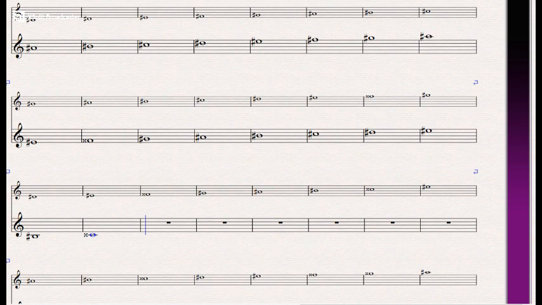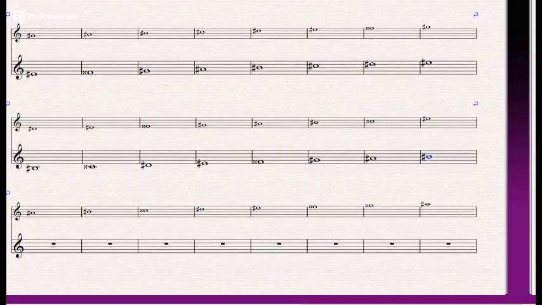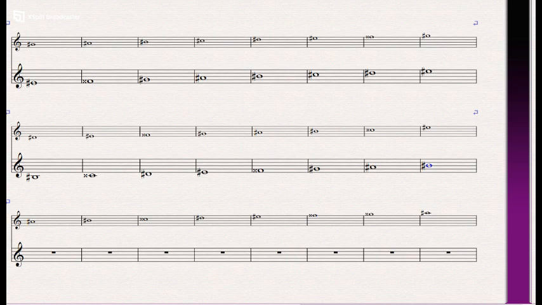Then we have a D sharp, E sharp, F double sharp, G sharp, A sharp, and B sharp. So far we're still good. Let's scroll down a little bit and do the next scale. Can we see that? Yes, we can.